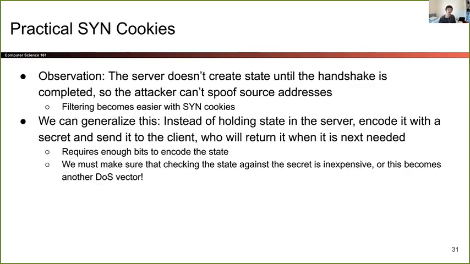We also have to make sure that when we check the state, we're giving the state to the client, so we have to make sure they don't tamper with it. We have to make sure that it's relatively inexpensive for us to actually verify the state. Otherwise, this becomes a DOS vector in itself because they'll just send a million pieces of state to us and we have to verify all of it, and then that becomes slow. Does this general idea make sense? Any questions on how this works?